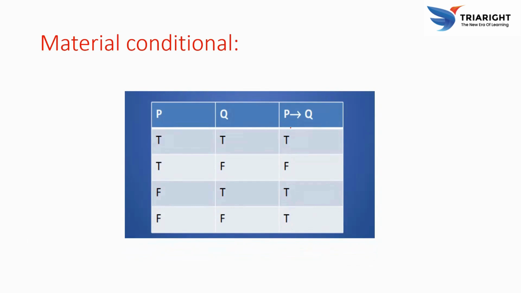So at that condition, it must be given as false, right? Take an example: if it is raining, then the ground is not wet, which is false. So in the case of a material condition being false, we can see that only in the condition of true implying false does it get false. In all the remaining conditions, the implication is true.